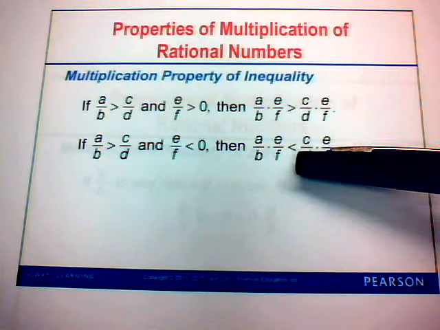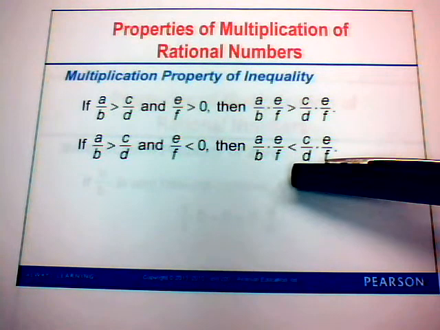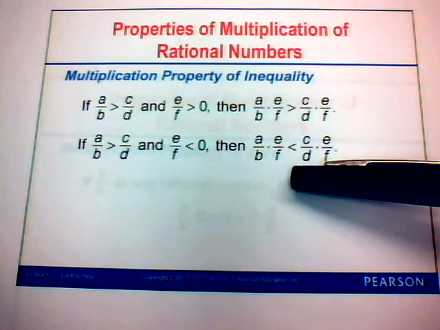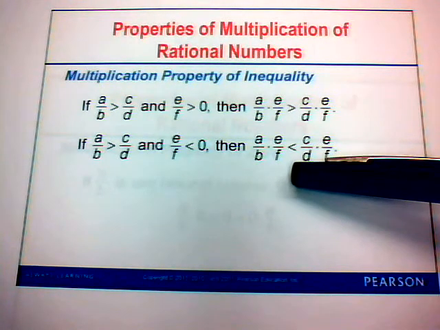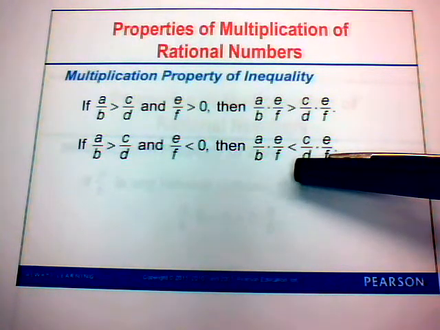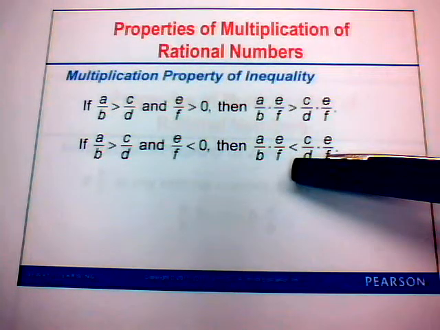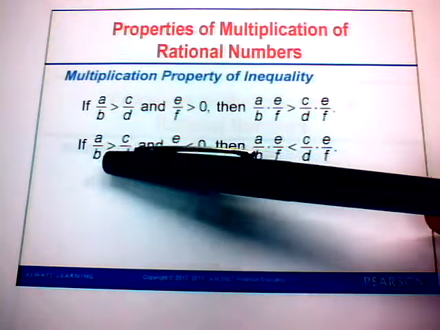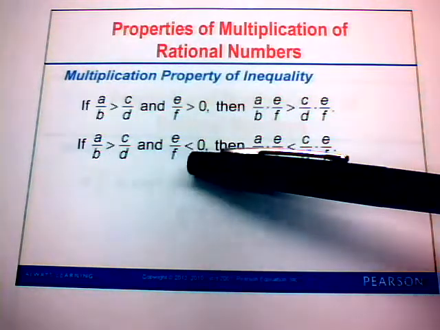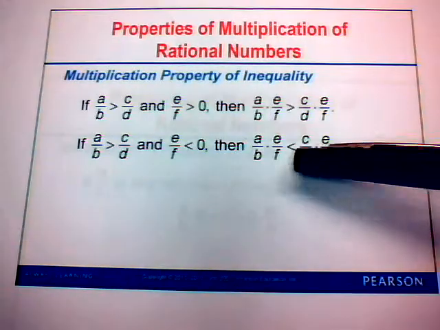So if you recall back in algebra, when you were multiplying or dividing inequalities by a negative number, the inequality symbol changes direction. In this case, we start off with greater than. When you multiply it by a negative, it will end up being less than.